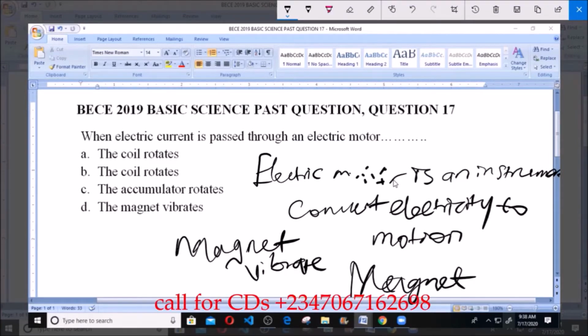But from the question here, the question says when electric current is passed through an electric motor, the first thing that happens is that the magnet vibrates. So from this, you see that it's after the vibration of the magnet that the coil rotates. So our answer here is D, which is the magnet vibrates.